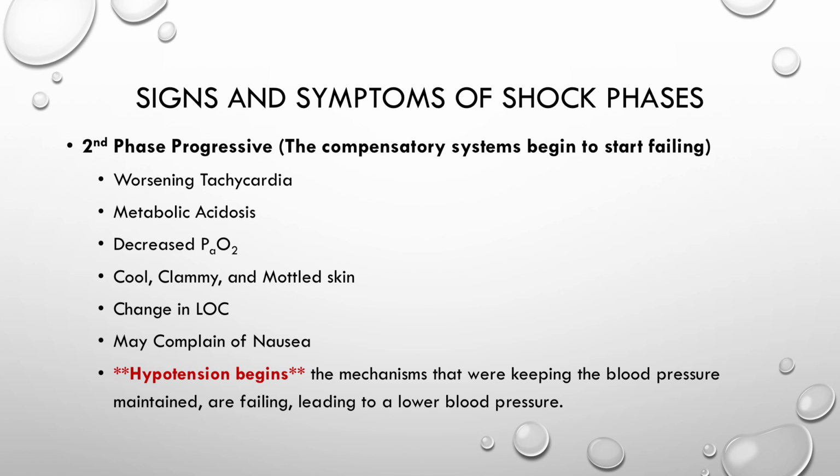This is also going to be the reason why you have a change in level of consciousness, and also for the acidosis. So the mechanisms that keep the blood pressure maintained are failing, which is the renin-angiotensin-aldosterone system, and the sympathetic nervous system response. So these are going to be leading to a lower blood pressure. This is also called a sympathetic withdrawal.